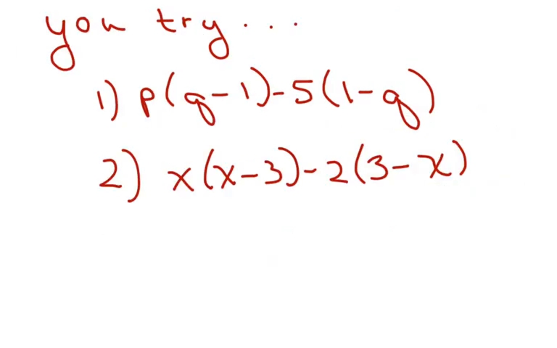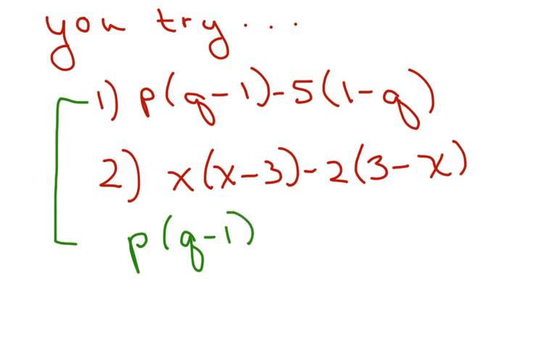Okay. Now you try. I'll give you a little hint on this one. You're going to write this as P times Q minus 1 plus 5 times Q minus 1, and you can put it together. You'll do the same thing for this one.